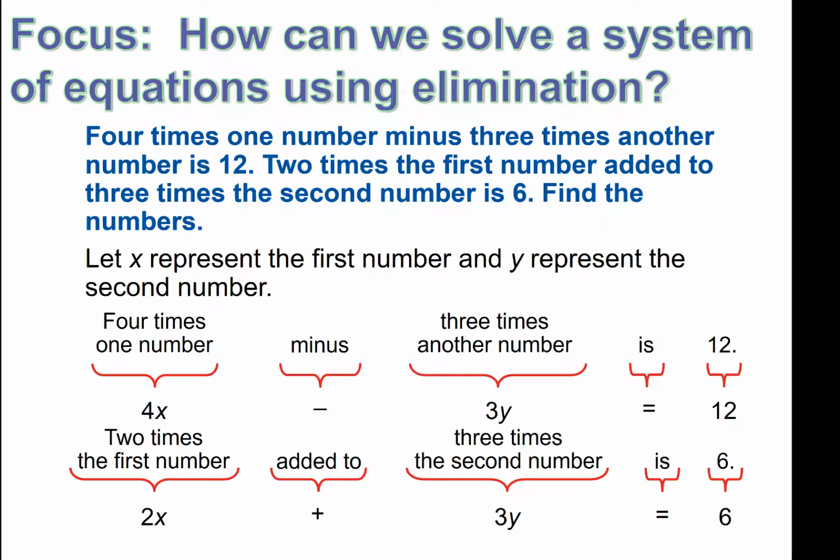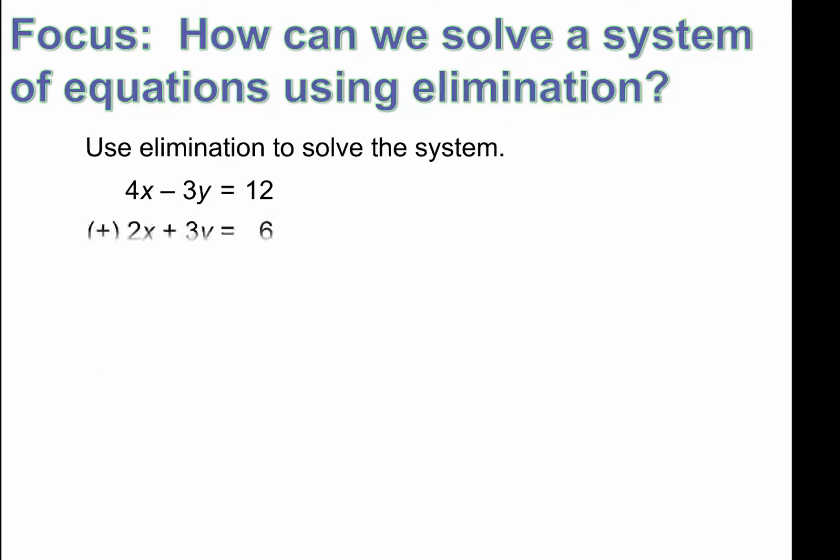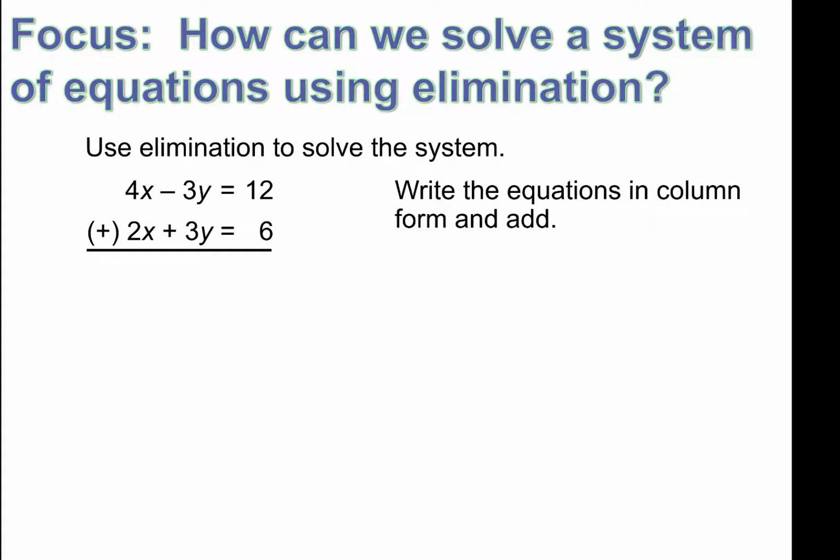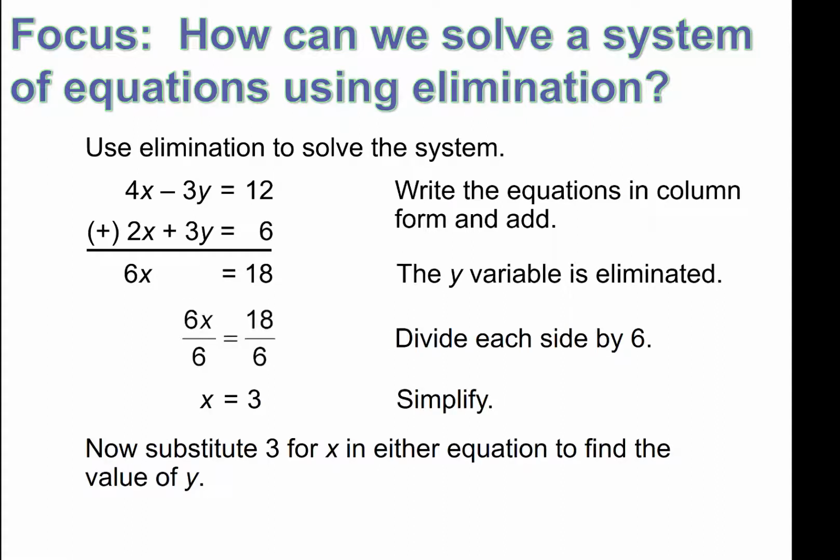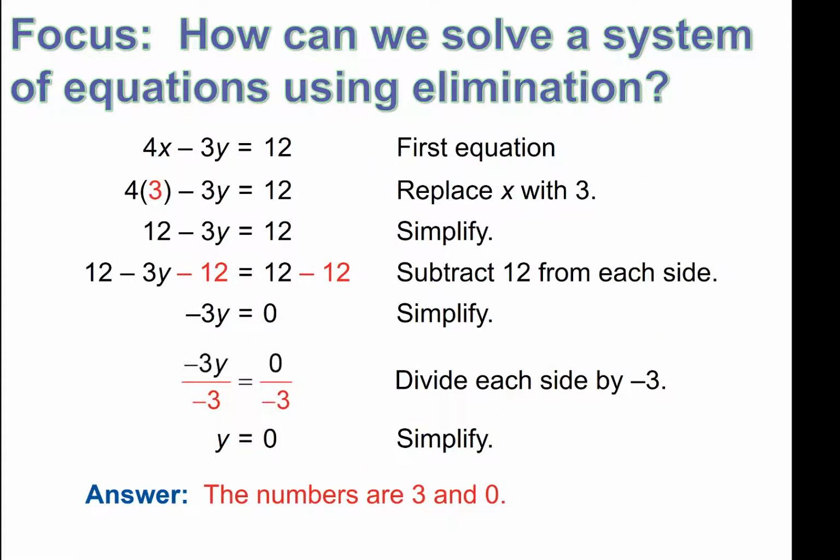Now that we have two linear equations, we can solve using elimination. Write the equations in column form and add. The y variable is eliminated. When we divide each side by the coefficient 6 and simplify, we find that x is equal to 3. So we can substitute that 3 into either equation to find the value of y. I use the first equation again to get a y value of 0. So we now found that the two numbers that satisfy this system are 3 and 0.